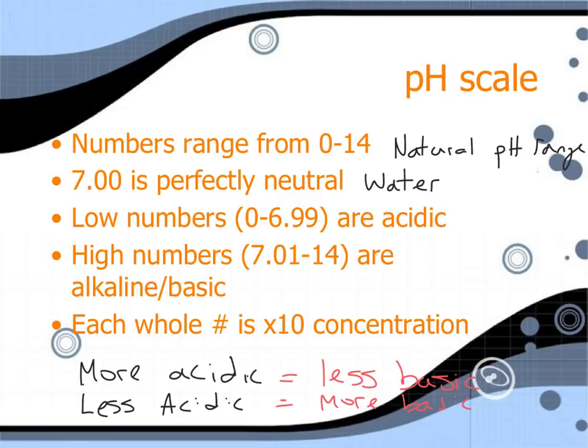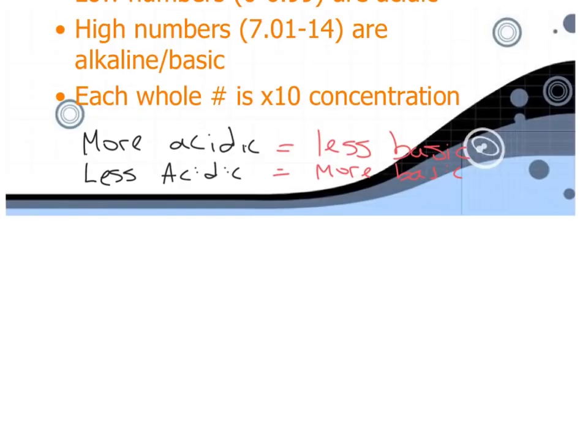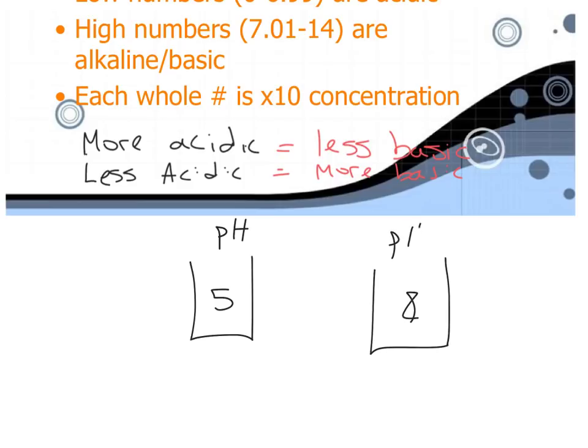Last thing that you need to know is that this last bottom part here. Each whole number on the pH scale represents a multiple of 10. Times 10 more or 1/10 less. For example, if you're looking at a beaker that has a pH of 5, and you compare it to a beaker that has a pH of 8. So this is pH 5, that's pH 8. The first question is, which of these is more acidic? And the answer to that question is the lower number is more acidic.